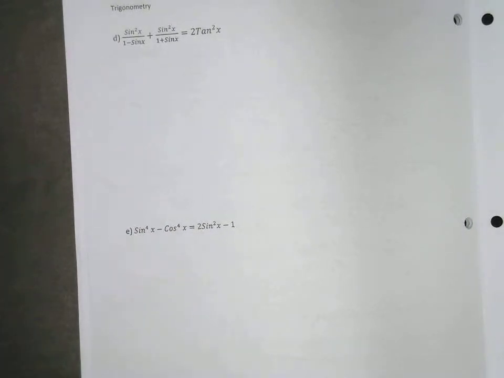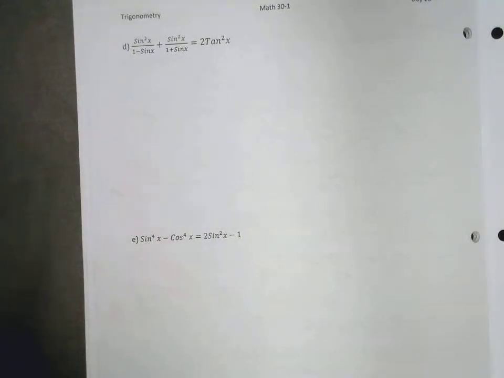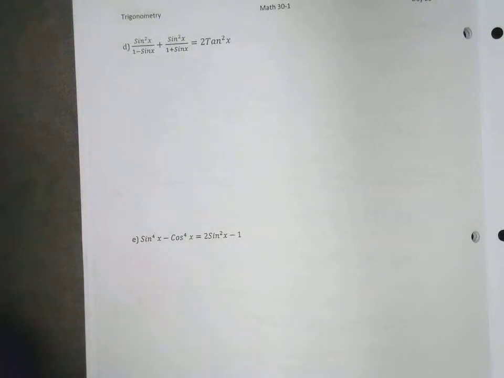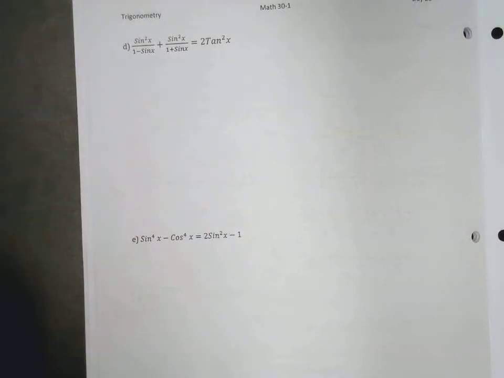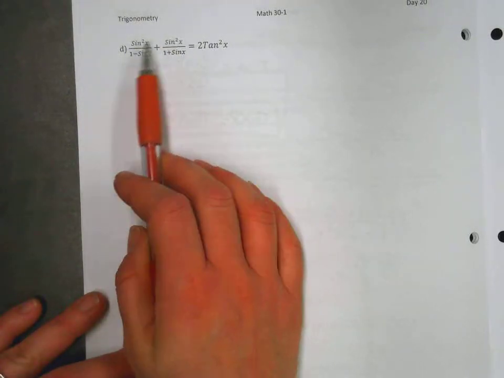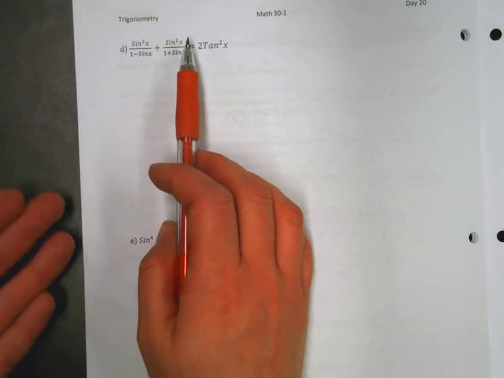Question D, we're given sine squared x over 1 minus sine squared x plus 1 sine squared x over 1 plus sine of x is equal to 2 tan squared x. So again, I am going to look at this expression and say, well, my left side is definitely more complex. So how could I simplify this? I probably could change my sine squared x using my Pythagoras identity to 1 minus cos squared x, but is that going to get me anywhere?